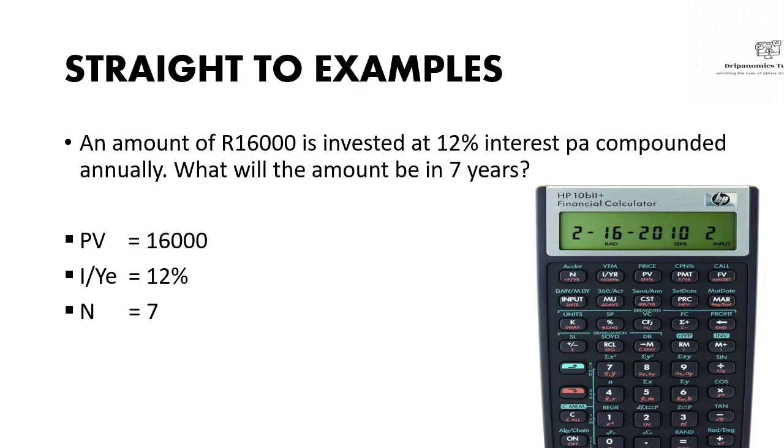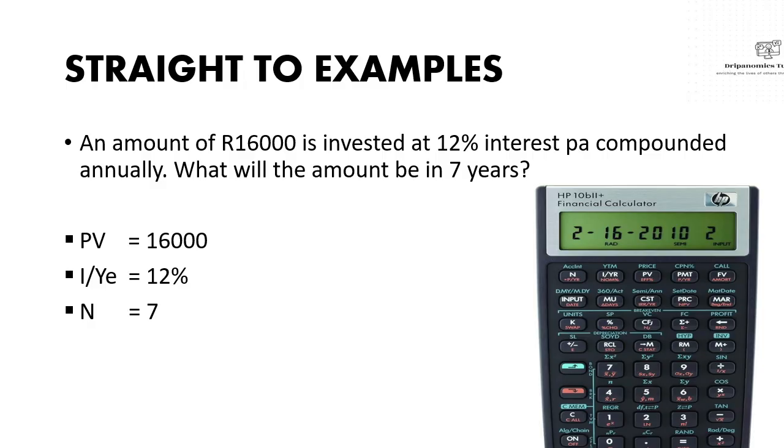Since this is compounded annually, you would say 7 years times 1, and then you get an N of 7. If it was compounded monthly, you would say 7 years times 12. If it was compounded quarterly, you would say 7 years times 4 because you have 4 quarters in a year. If it was compounded semi-annually, you would say 7 years times 2. If it was weekly, you would do the same, with 52 weeks in a year. So this is compounded annually, so it's 7 times 1.